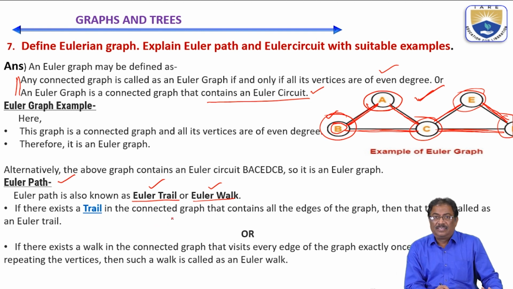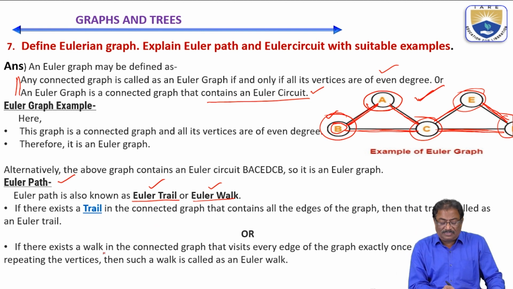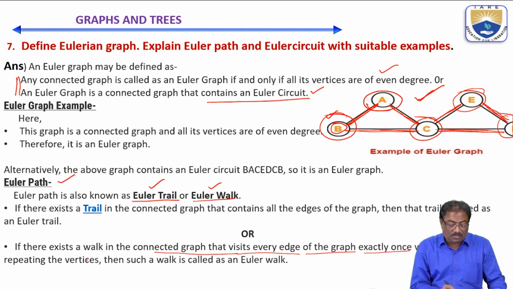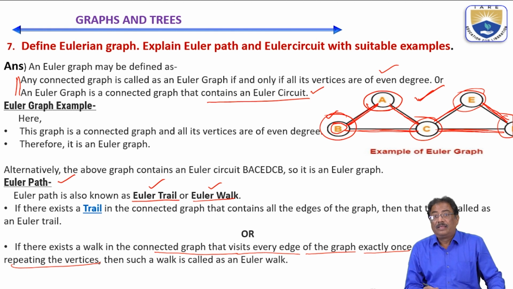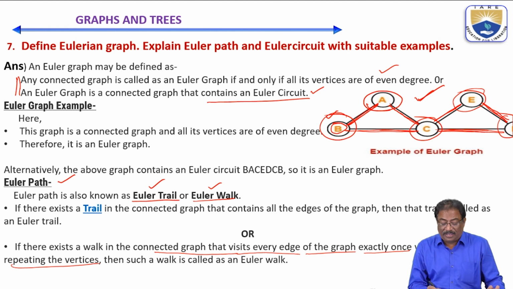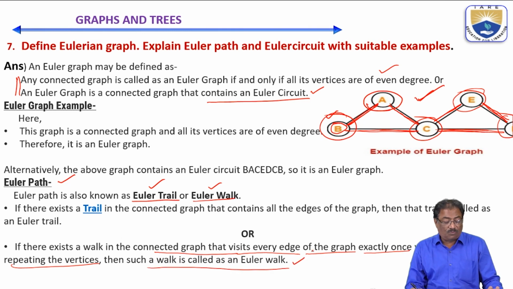Open walk is, if there exists a walk in the connected graph that visits every edge of the graph exactly once, with or without repeating the vertices, such a walk is known as an Euler's walk.